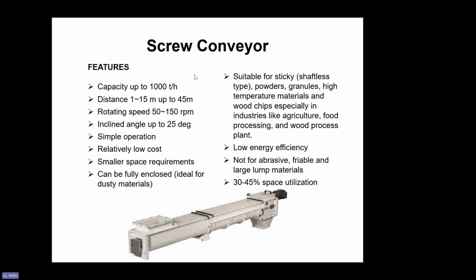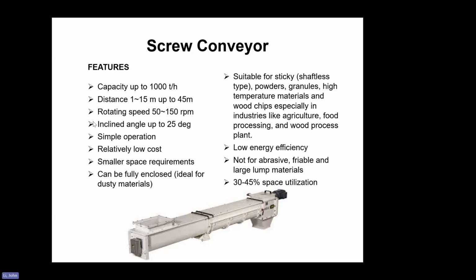The screw conveyor's capacity can be up to 1,000 tons, but usually less than 100 tons per hour. Distance is mostly 1 to 15 meters, but up to 45 meters. Because of the nature of this arrangement, usually one shaft with a middle support makes a screw conveyor. If it is longer, the shaft will have an issue with deflection. So it is mostly used for shorter distances.